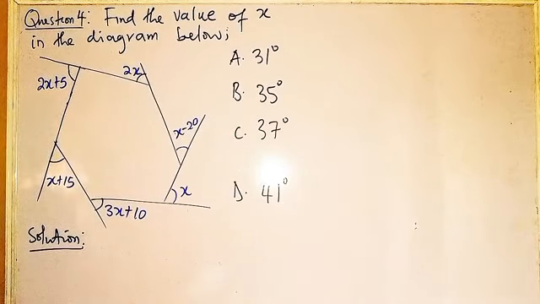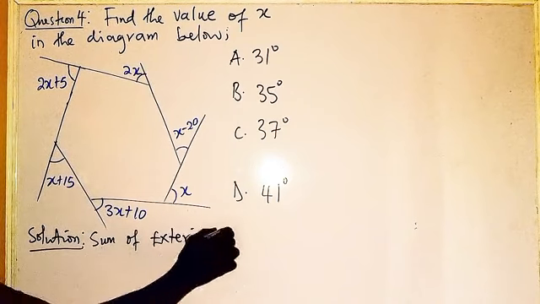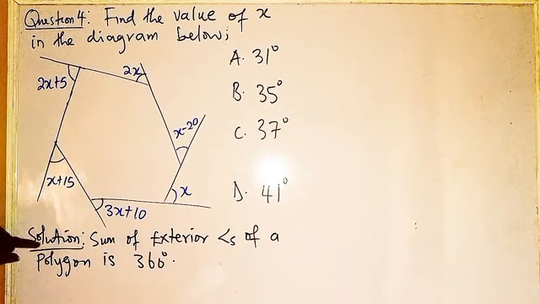So now, solution. But before I solve this for you, please kindly pause this video, solve it yourself, and come back to compare your result with this. Right, now the solution. I want you to take note of this and write it down: the sum of exterior angles of a polygon is 360 degrees, any form of polygon you have. So if it is exterior angles you are talking about, just sum all the exterior angles together and they must give us 360 degrees, right?